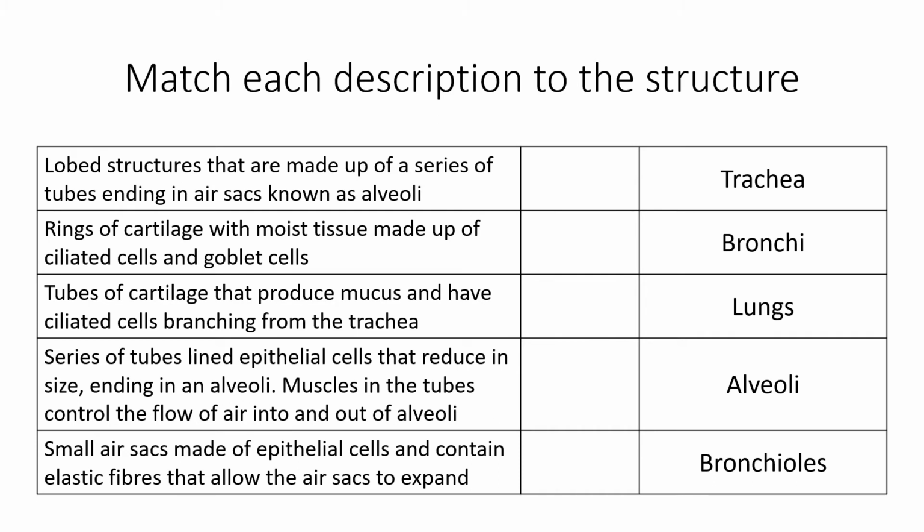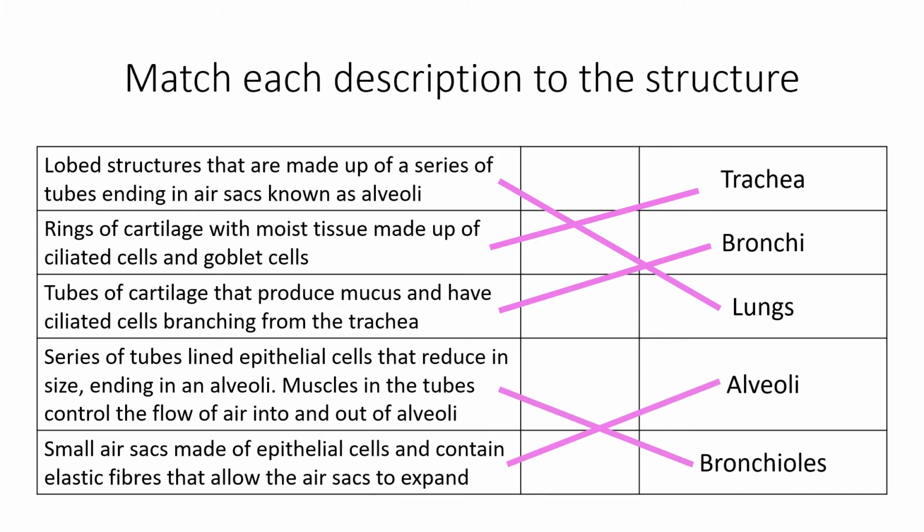Well, our first definition, we talk about lobe structures, we're talking about the lungs. When we talk about rings of cartilage, we are talking about the trachea. Tubes of cartilage which produce mucus, we're talking about the bronchi, which is what the trachea breaks up into, which are the first two tubes. We then have a series of tubes, again all smaller, which are the bronchioles, and we have the alveoli, which is the smaller air sacs.